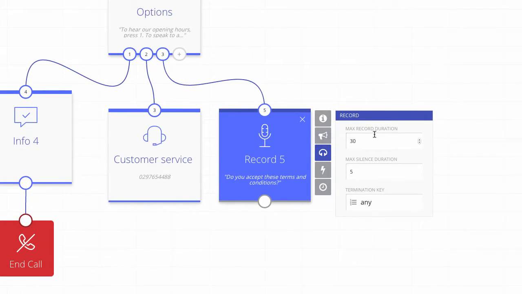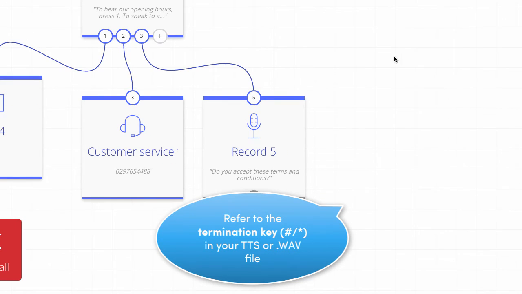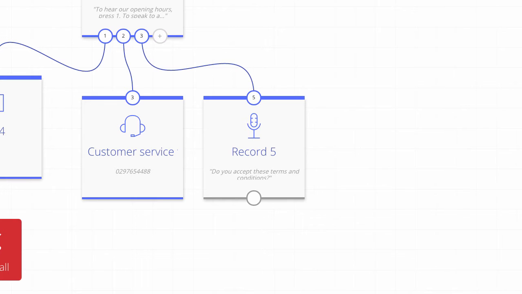Then you have some settings which are unique to the record module. So you can set, this is in seconds, a max record duration, a max silence duration before it times out, and a termination key. So usually you'd have to prompt the customer if you want to use a termination key. So accept the terms and conditions, then press the hash or star key.